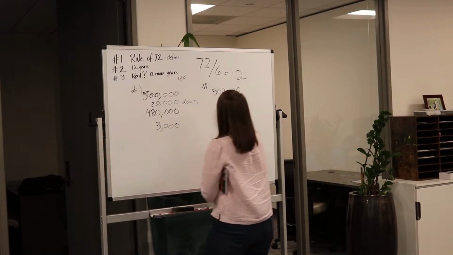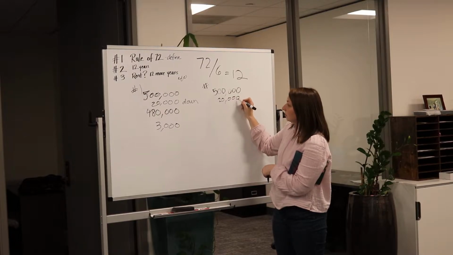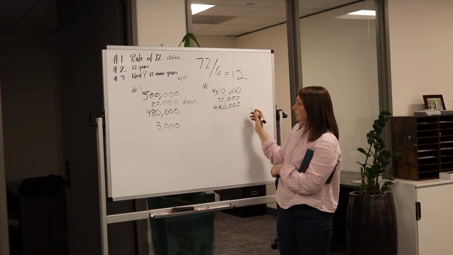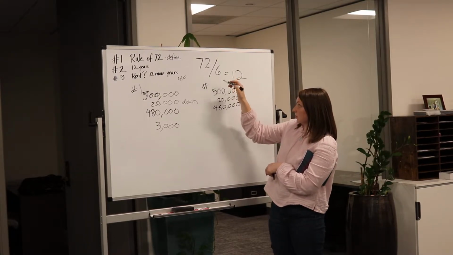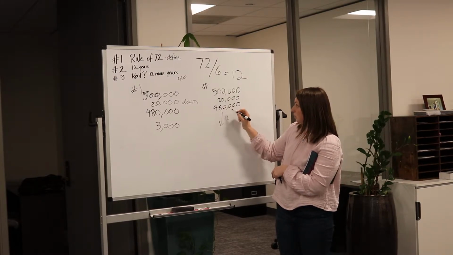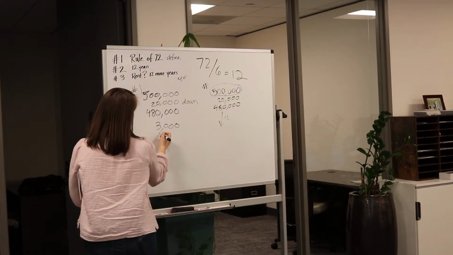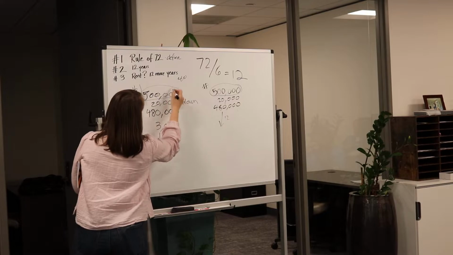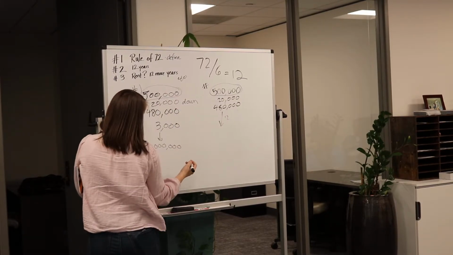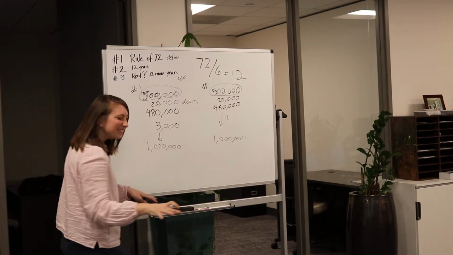So your second house is $500,000. You put $20,000 down again, and then you still owe this. So using this rule of 72, what happens after 12 years to this? It becomes $1 million. For both of these, it becomes $1 million. I like to write out all the zeros for effect.